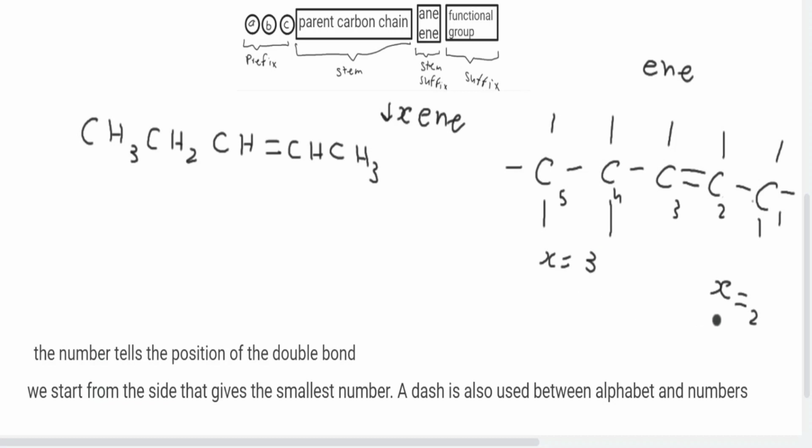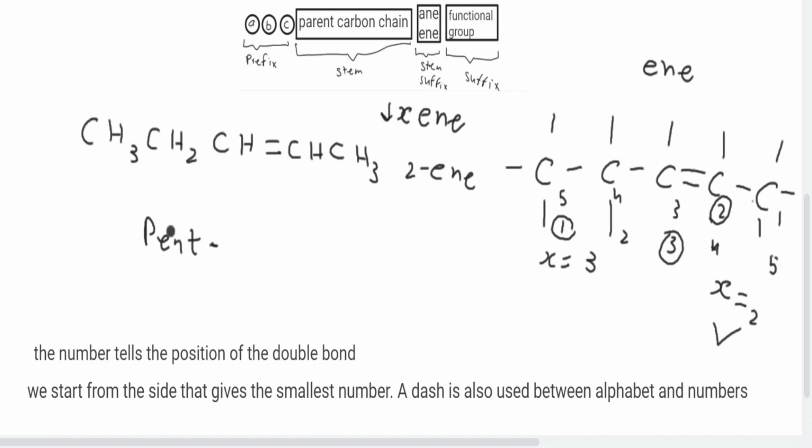Which one is the smaller value? This one, right? If I start from the right, then I get the position of the ene starting from carbon number 2. But if I take the left as my carbon number 1, then the position of the double bond would start from carbon number 3. Since 2 is smaller, my x would be 2. And then we put a dash between letters and numbers. So I put a dash and write ene. And since this is 5 carbon atoms, it's going to be pent.